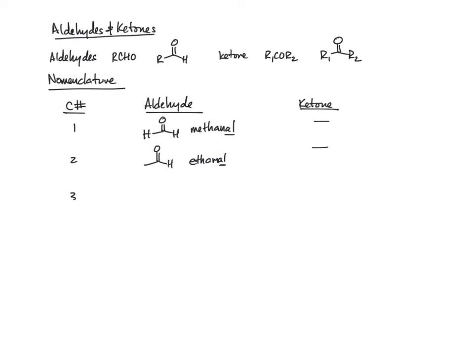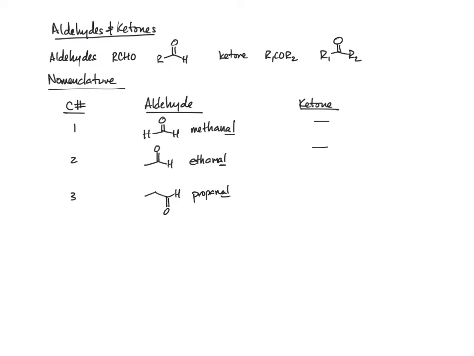So we get up to 3, and now let's draw propane. So now we have a choice. Where is the carbonyl going? So for an aldehyde, it always has to be at the terminal. That's what an aldehyde is. So this would be propanal. So there's our Al.